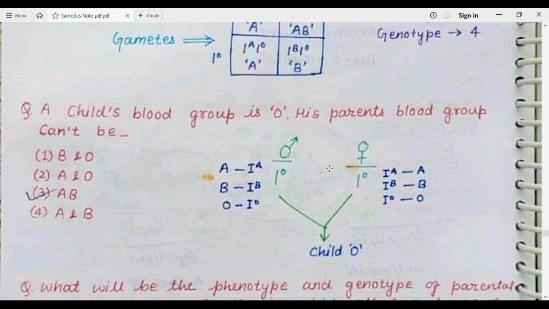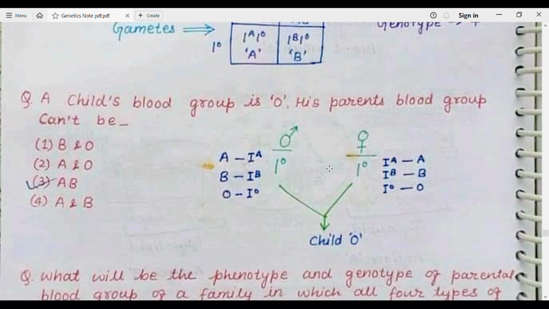A child's blood group is O. His parents' blood group cannot be which of these? B and O can produce blood group O. A and O can produce blood group O. AB and AB does not produce blood group O. And AB with O also produces blood group O. So options 1, 2, and 4 can produce blood group O, but AB does not produce a child having blood group O.